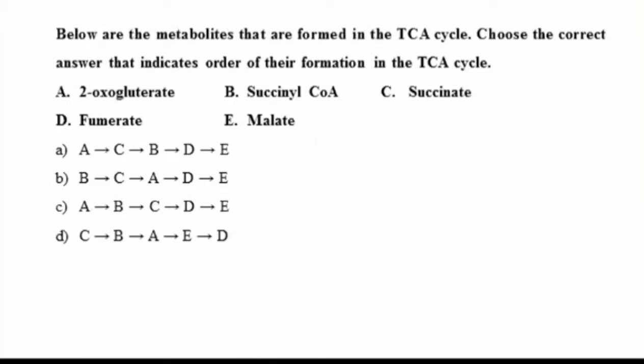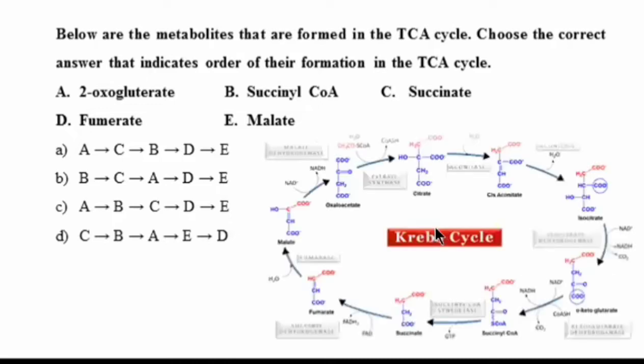The next question says, below are the metabolites that are formed in the TCA cycle. Choose the correct answer that indicates the order of formation in the TCA cycle. So here I put for you the TCA cycle, and first comes the ketobutyrate or the 2-oxobutyrate, then succinyl-CoA, then succinate, fumarate, and malate. So they're already arranged in the order. And now option number C, A, B, C, D, and E is the correct answer.